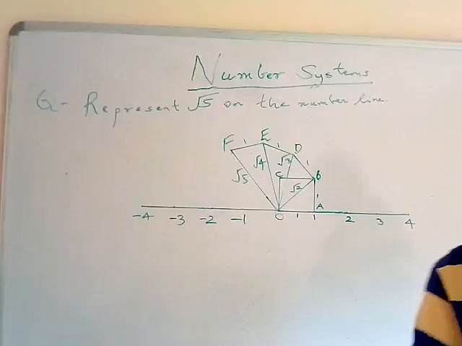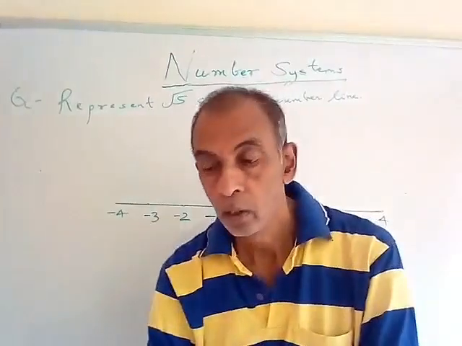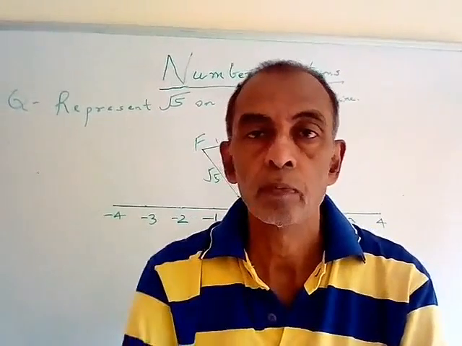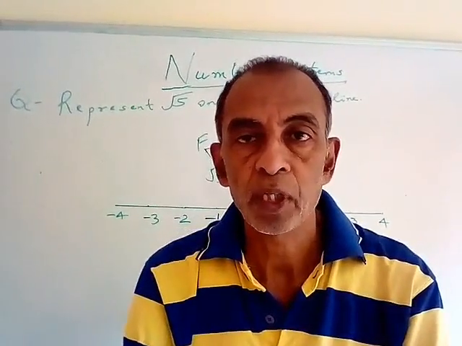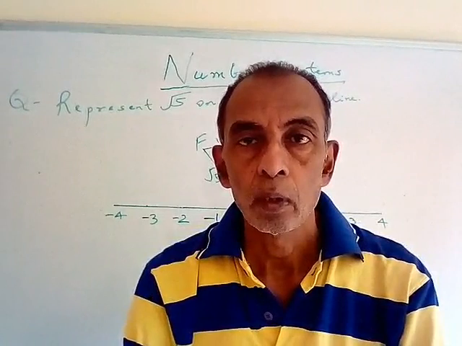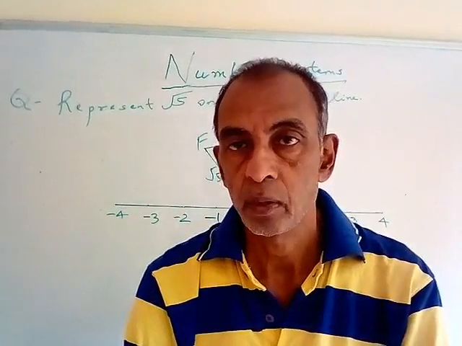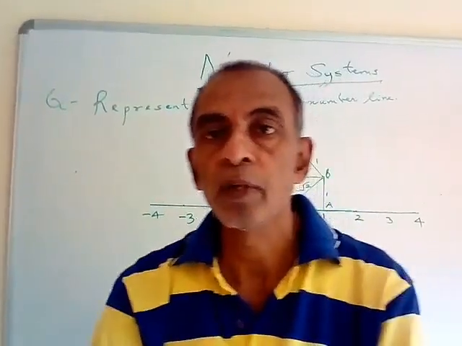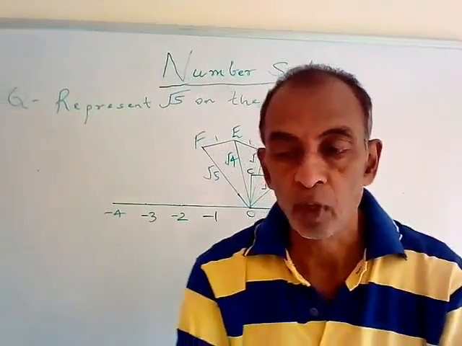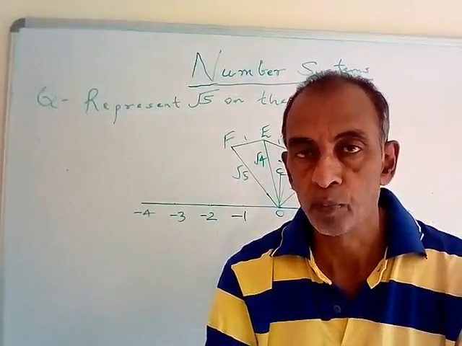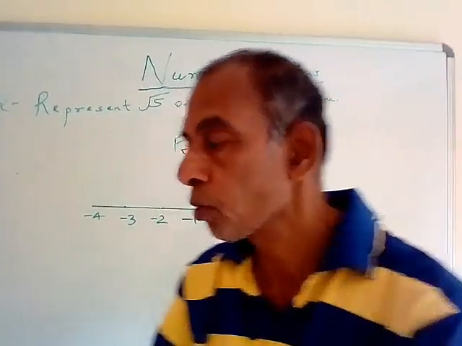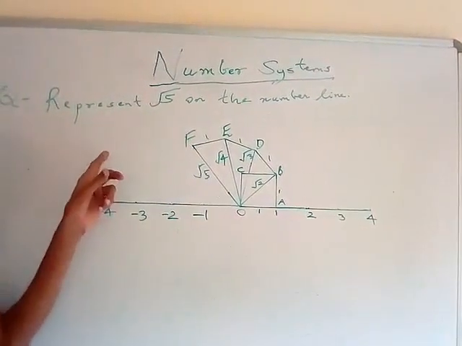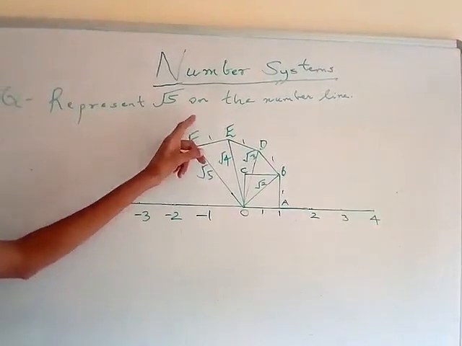So students, we are continuing with the chapter Number Systems for CBSE board standard 9 maths. In the first chapter, Number Systems, we'll try to solve some more problems. So what is the question? The question is: represent root 5 on the number line.